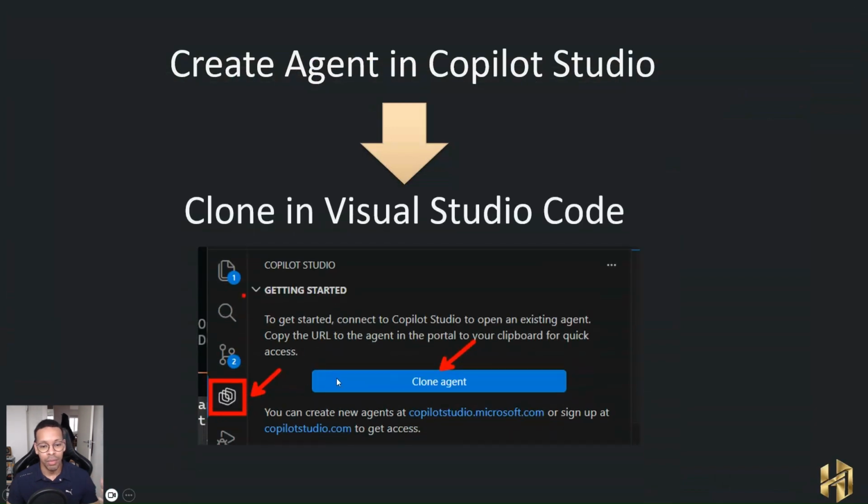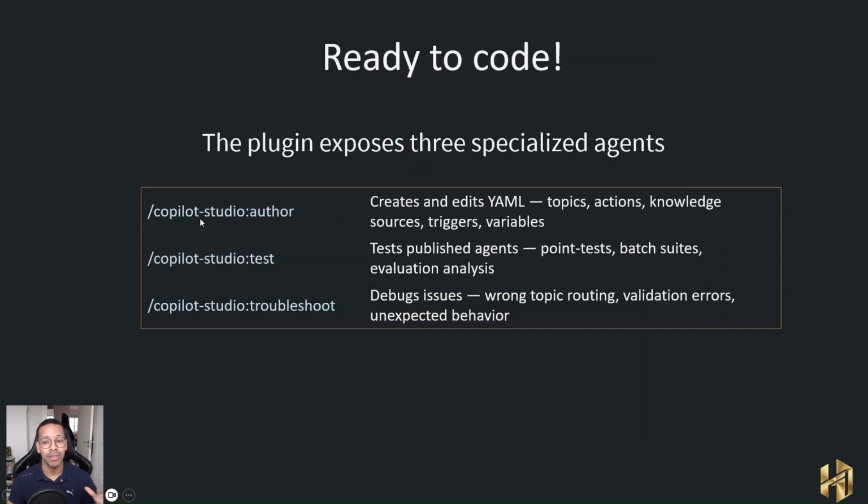And from there, we clone the agent. That's done already. We've cloned the agent there. And we do have these three specialized agents, which are the Copilot Studio Author, and this one will create and edit the YAML, which is the topics, actions, and knowledge. And then you have the Copilot Studio Test, which tests the published agents and does the evaluation analysis for you. And then you have Debug Issues. This will show what is happening in your topic, so you can troubleshoot the errors in your agents.